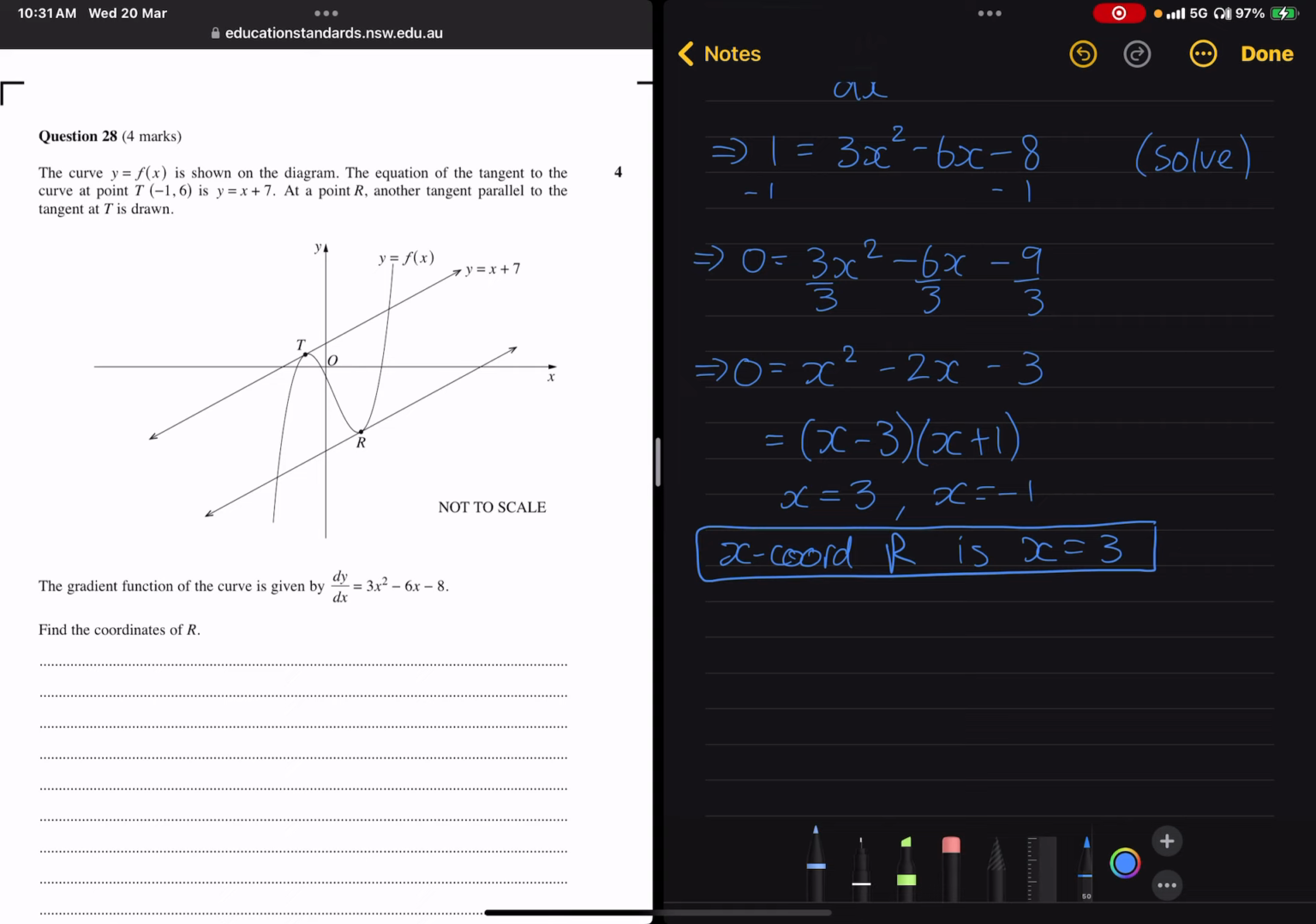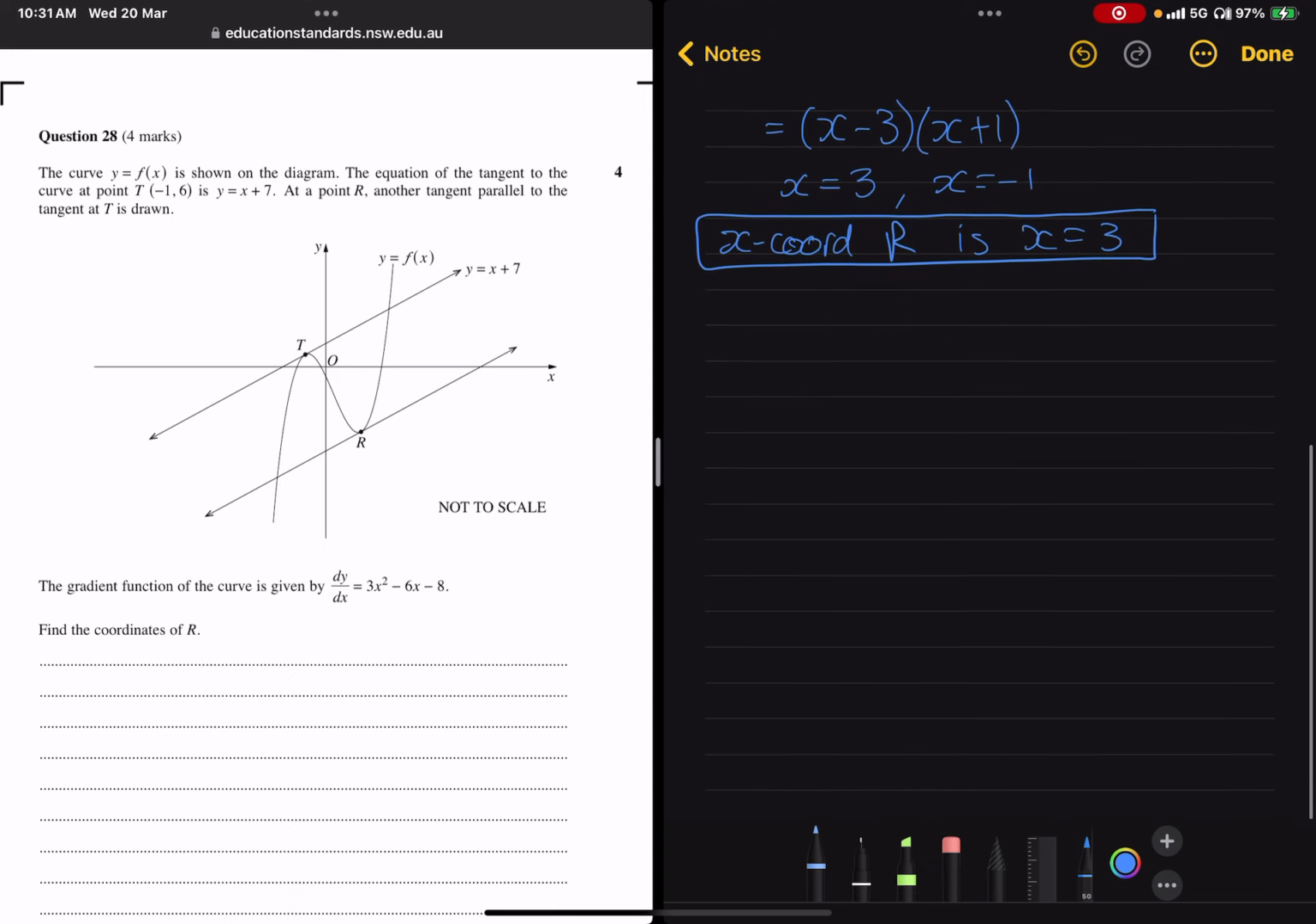What we could do is integrate the gradient function to get an equation for the function. We could find the constant of integration using the fact that we know this passes through the point minus 1, 6. Then we could plug x equals 3 into that function. Right? So that will give us the y coordinate as well. So that's what I'm going to do.